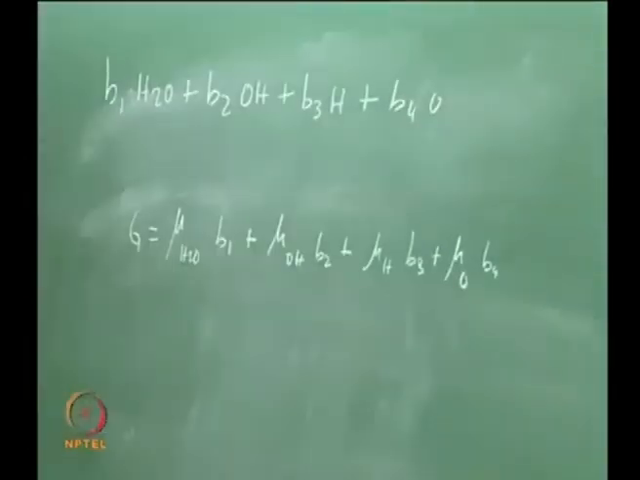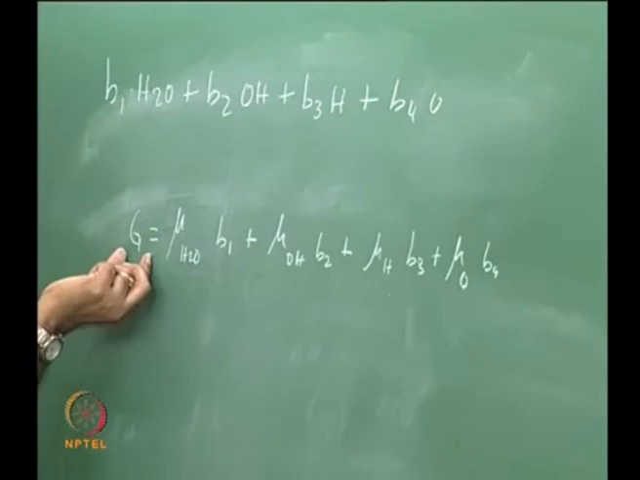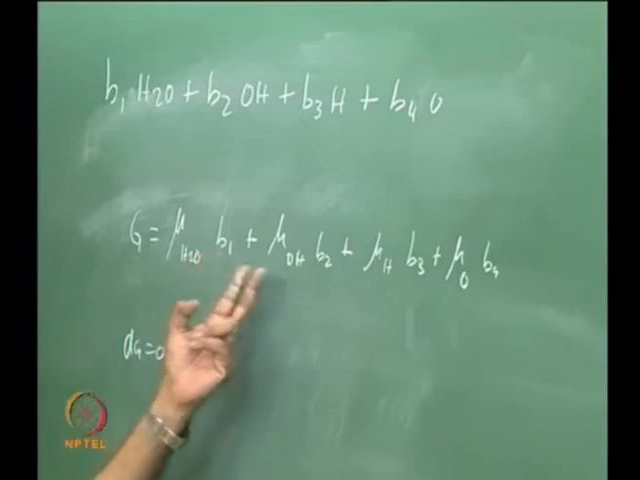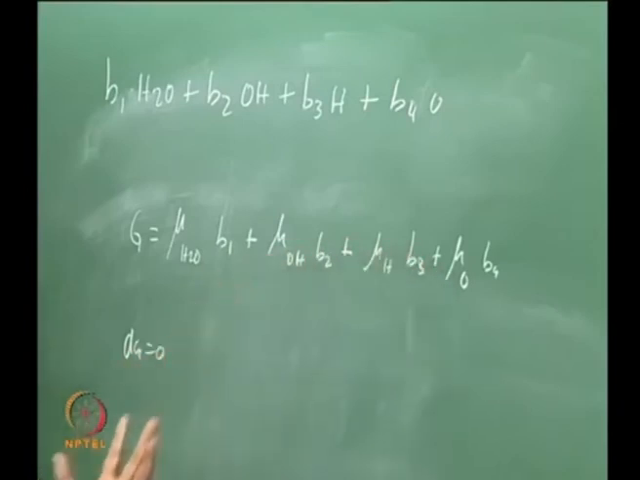And what we said, when Gibbs free energy is a minimum, that is the equilibrium. Therefore, if I put G as a minimum, or rather if I were to put dG equal to 0, I should be able to find out the values of B1, B2, B3, B4. And this is a very direct procedure, but it is a little involved. Let us see what is involved in it.